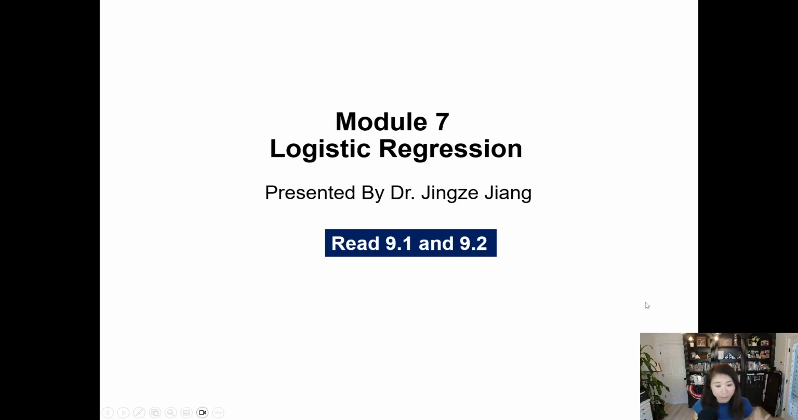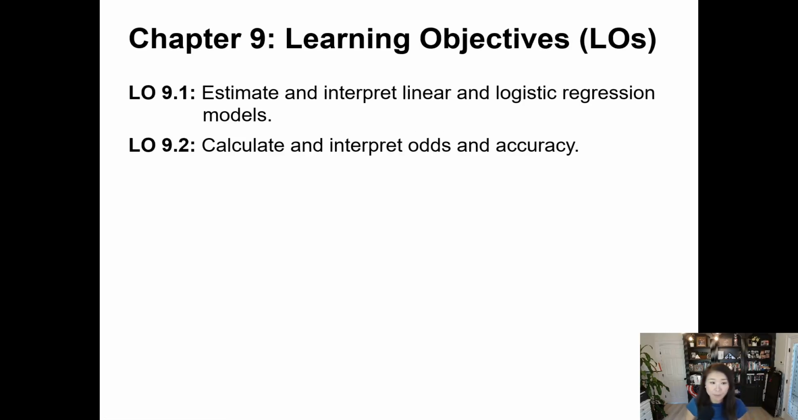Let's look at what we're going to learn from this module. We're going to achieve the following two learning objectives. First, you are able to estimate and interpret the linear and the logistic regression models. And the second is you are able to calculate and interpret odds and accuracy. So basically you are going to see two models. First is the linear probability regression model, which will look very similar to what we already learned in the previous learning modules. And then the second is logistic regression, which will be a little bit different.